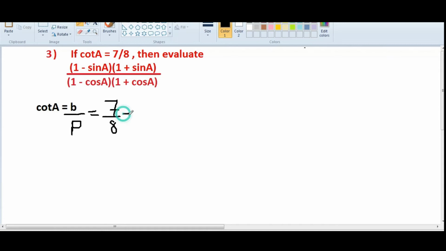Okay, it's just like the previous one, so we will assume this as k, and we all know that k is basically a non-zero constant.